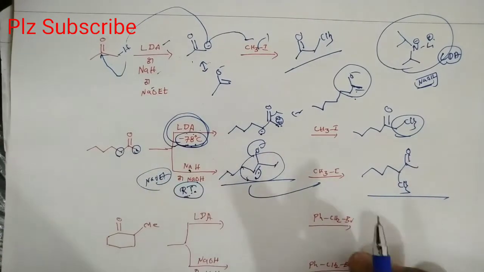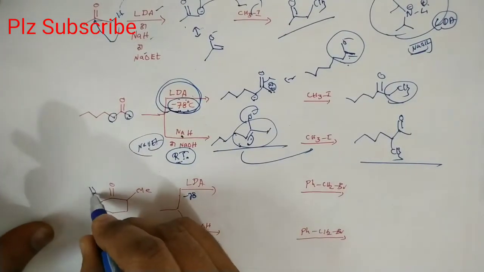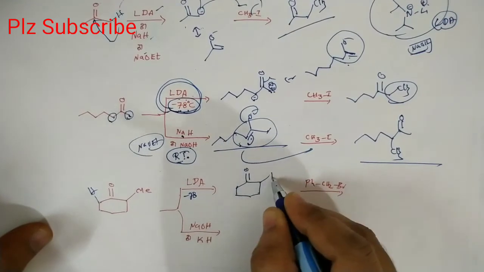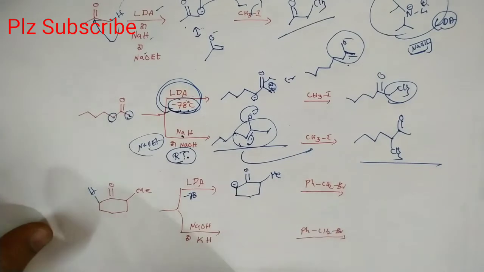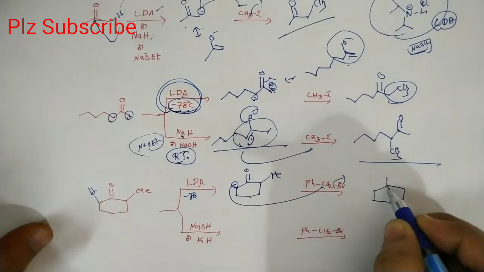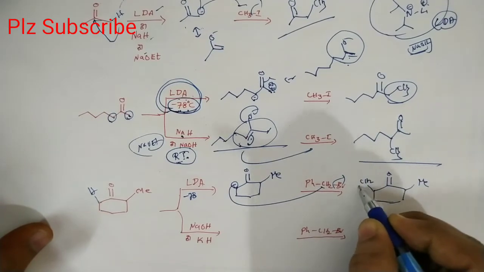Okay, that's it. So now here are some more examples using LDA at minus 78 degrees centigrade. That removes the hydrogen from the less substituted carbon. So double bond O here, Me, and this negative charge. Okay, so this one attacks this alkyl halide, so substitution takes place on the different side. So here CH2 and Br.